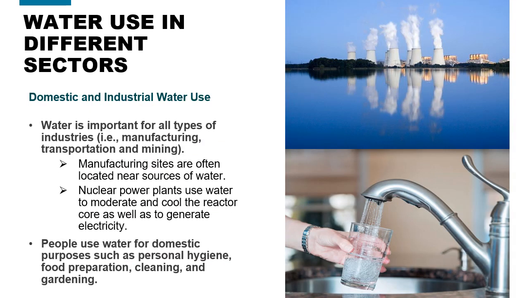And of course, domestic and industrial water use. Water is important for all types of industries, manufacturing, transportation, and mining. Of course, sa transportation, very useful yan. Manufacturing sites are often located near sources of water kasi nga, they are using water. Okay, nuclear power plants use water to moderate and cool the reactor core as well as to generate electricity. And of course, people use water for domestic purposes such as personal hygiene, food preparation, cleaning, and gardening. So these are some basic uses of water.